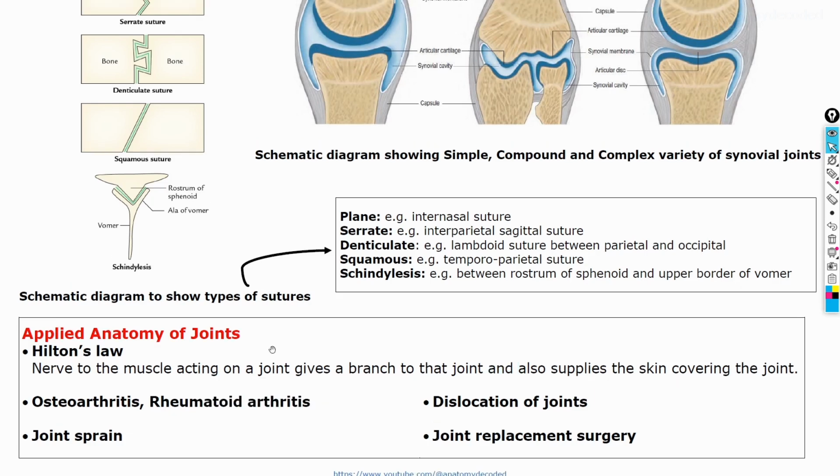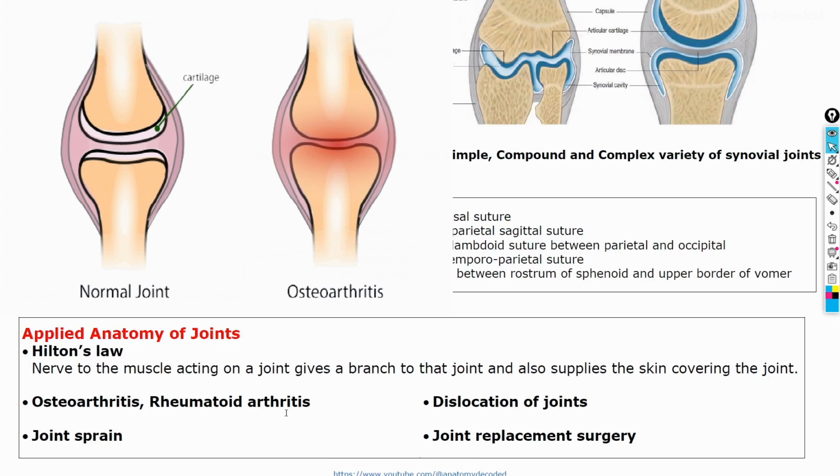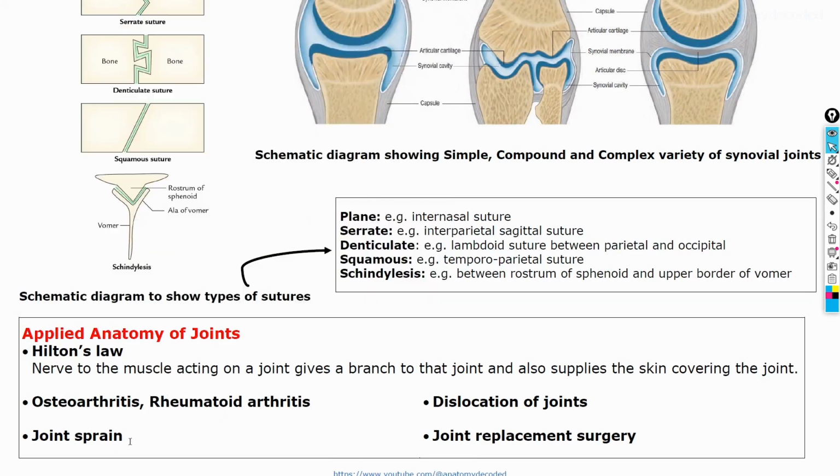Understood? There might be inflammation of the joints called osteoarthritis, rheumatoid arthritis. Sprain is when the ligaments which cover the joint get inflamed. That's called a joint sprain. Joints can get dislocated in injury, and many times due to fracture, joint replacement surgeries are to be done. So anatomy of joints you should know for all these applied concepts.